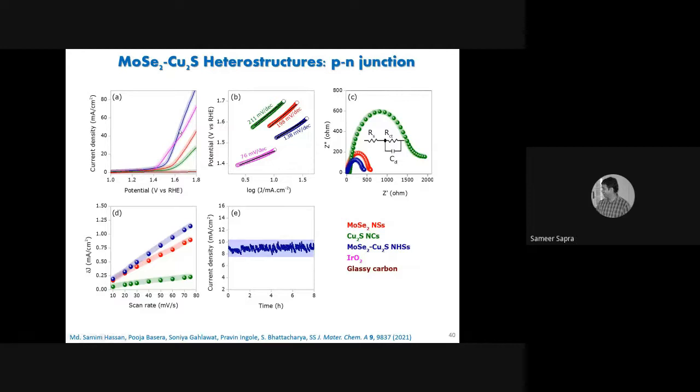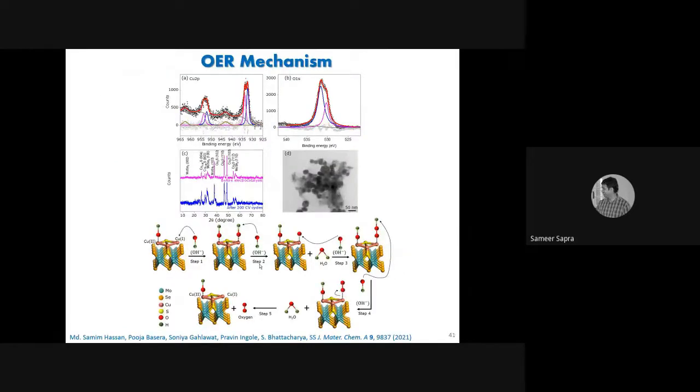And there are all these comparisons with just MoSe2 and just Cu2S and just glassy carbon, just to show that these are not artifacts, but these are real values. And again, Tafel slopes and the conductivity arguments all coming in, stability issues. So everything falls in line. It's a very, very good OER active material. But then the thing is, is it stable? Okay. And it's not stable.